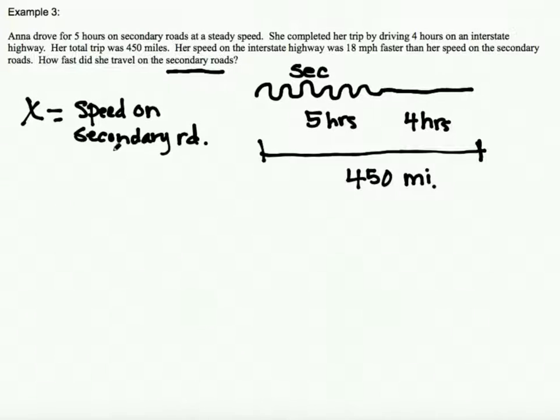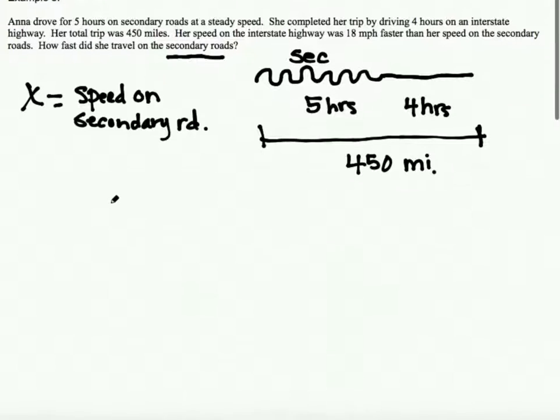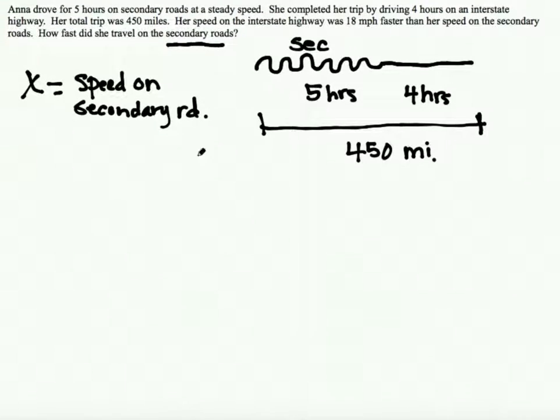And I need to specify which road I'm talking about because she has a different speed on the secondary road than she has on the highway. So I'm specifying that x is going to represent how fast she's going on the secondary road. All right, so then we need to go ahead and set up our chart. We know, same chart we've been using.